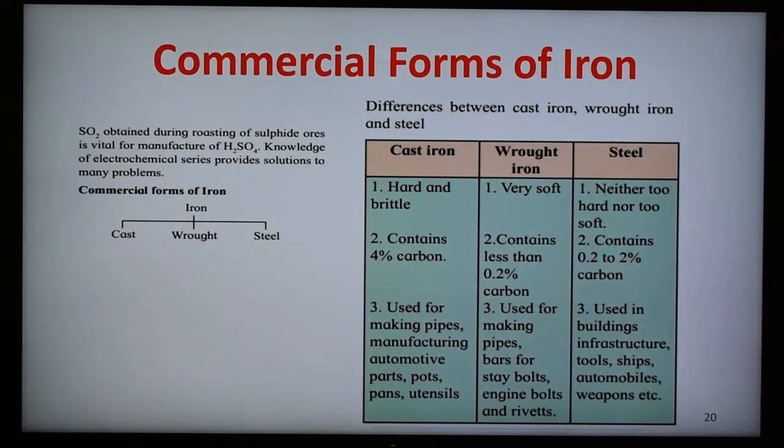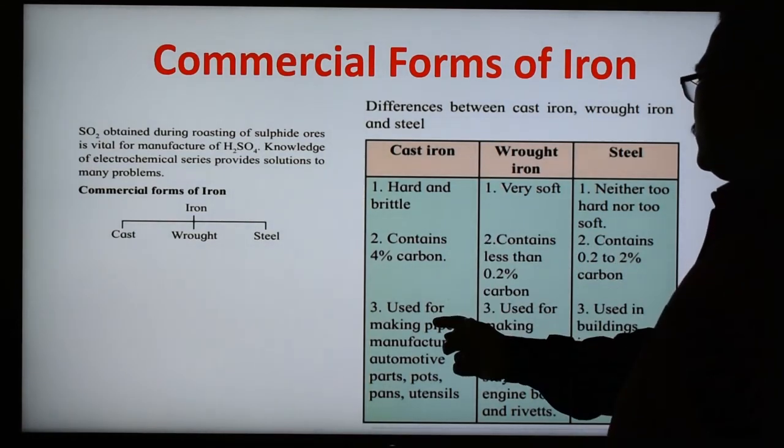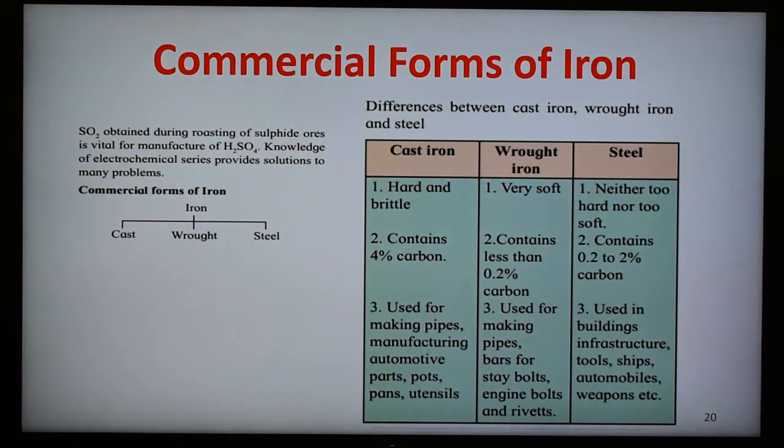And the third point of difference is that cast iron is used for making pipes, automotive parts, pots, pans, utensils, whereas wrought iron can be used for making pipes, bars for step bolts, engine belt bolts and rivets, and steel is used for buildings, infrastructure, tools, ships, automobiles, weapons, like that. So this is the difference between these three forms of iron.